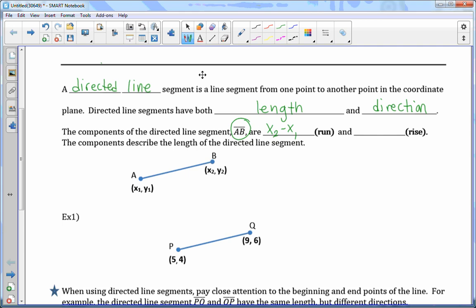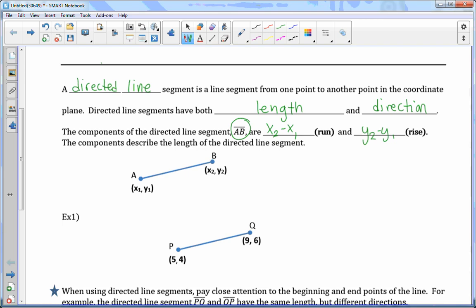How do we find the rise from A to B? Y2 minus Y1. When have we heard things like this before? Y2 minus Y1 and X2 minus X1. Slope. Okay? And when slope is going up to the right, you know that's a positive. If it's going down, you should be expecting a negative.